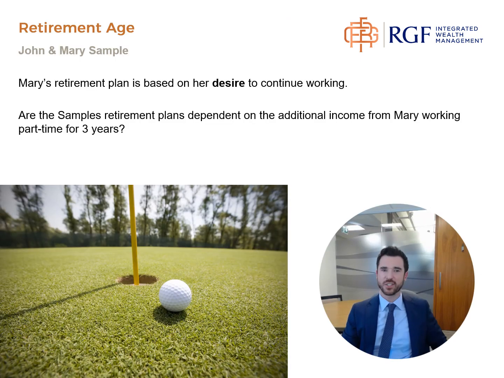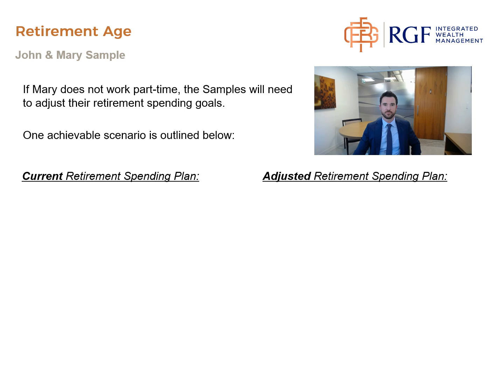Mary plans to work part-time for the first 3 years of retirement because she's enjoying her work. I've analyzed if this is truly a lifestyle decision or a requirement for the samples in order to achieve their retirement spending goals. The results of the analysis are a retirement income shortfall at age 92. For the samples, the first priority is funding their core lifestyle needs throughout the full duration of their retirement. And so if Mary doesn't work part-time, the samples need to cut back on some of their additional spending.